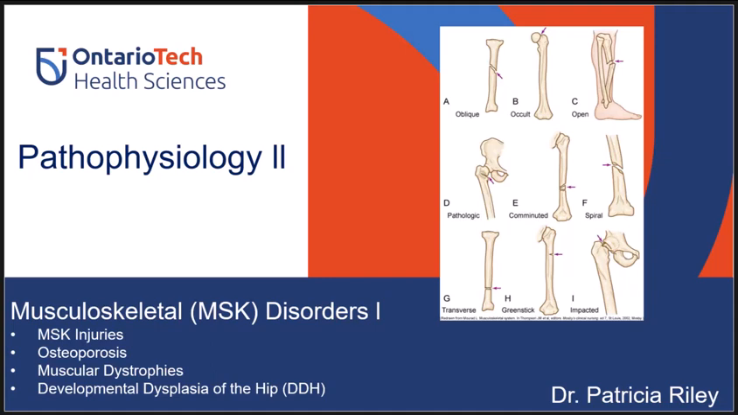In this online lecture, I'm going to be talking about the musculoskeletal system and disorders associated with it. The musculoskeletal system is comprised of your bones, your muscles. It includes cartilage, tendons, ligaments, and other connective tissue. This system is going to provide you support, stability, and movement of your body. Today, I'm going to be talking about common musculoskeletal injuries and then some diseases that are associated with the musculoskeletal system.